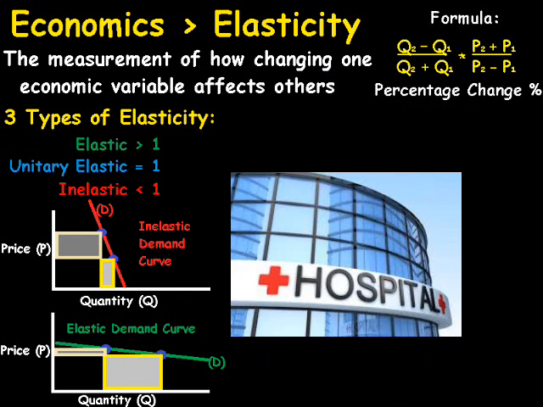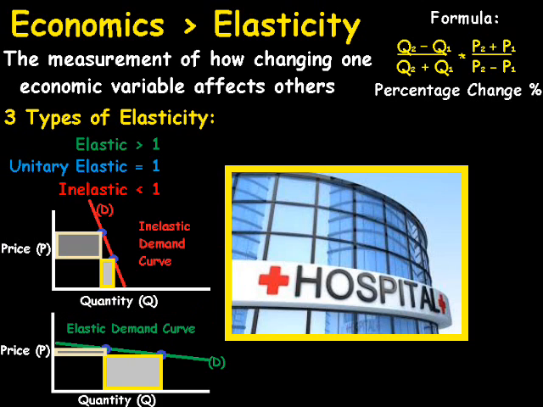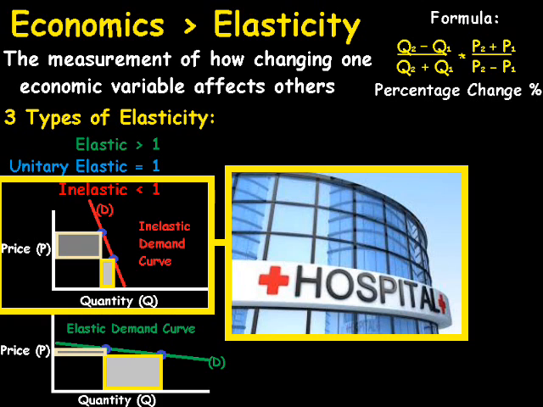Now let's shift gears and look at an example of inelastic demand. What you have in front of us here is a picture of a hospital. Typically speaking, a lot of the products or services that are offered in the hospital are inelastic, because if you have to go to the hospital, it's typically an emergency or something important where you don't spend as much time trying to look for the cheapest cost.